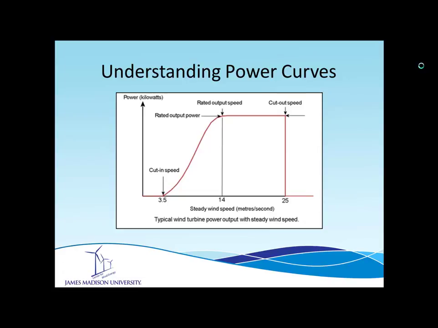And then everywhere between 3.5 and 14 meters per second, you're seeing an increase in the power over the wind speeds. And so you want to make sure that your annual average wind speed falls somewhere probably in the upper end of that power curve. That will tell you about what you might see in terms of power during the year.